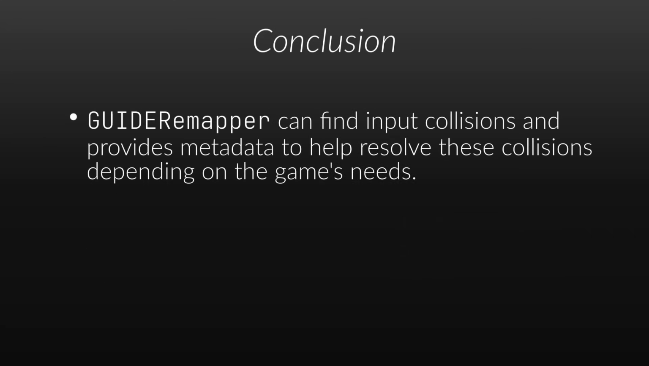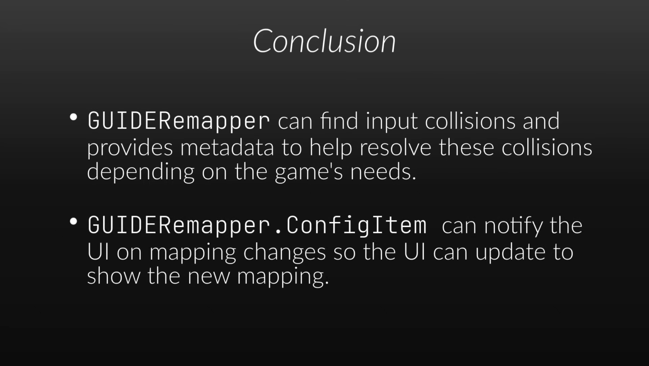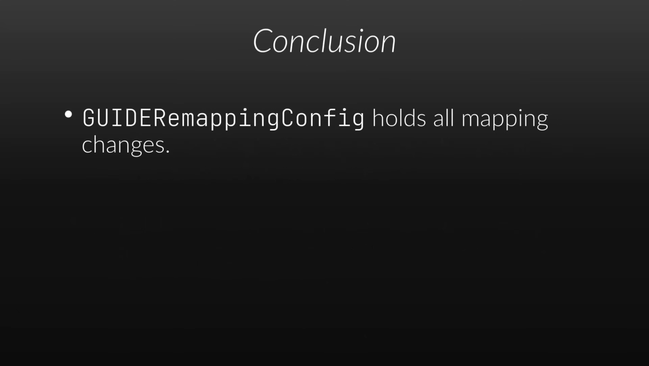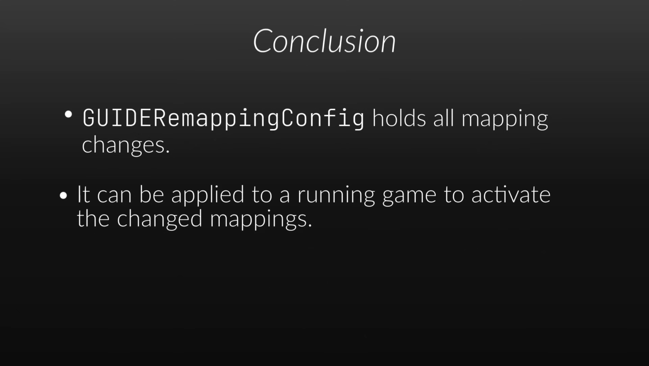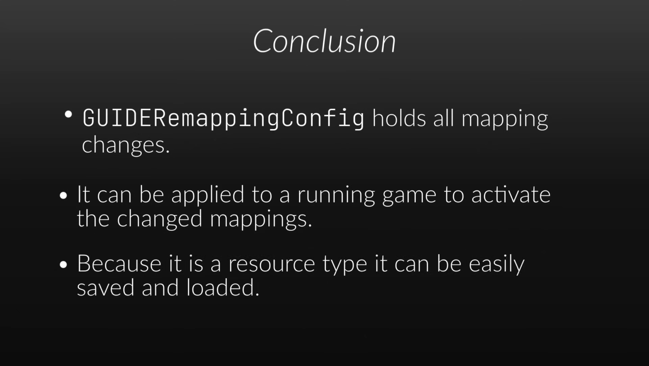We learned that G.U.I.D.E Remapper can automatically find input binding conflicts, so we can make sure that each input only triggers one action, and we had a look at a few different approaches on how we can handle these conflicts. We also learned how we can make sure that our user interface automatically updates whenever we change an input binding. Finally, we had a look at how to apply the changed mappings to the game that is currently running, and how to save and restore these settings when the player restarts the game.